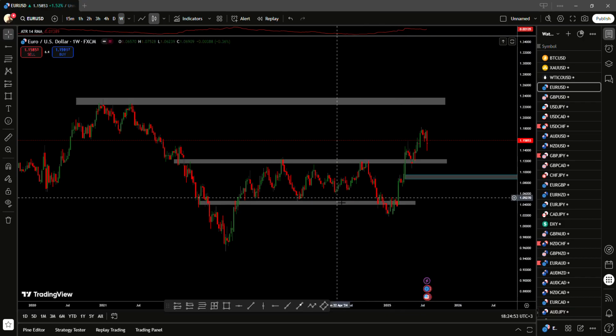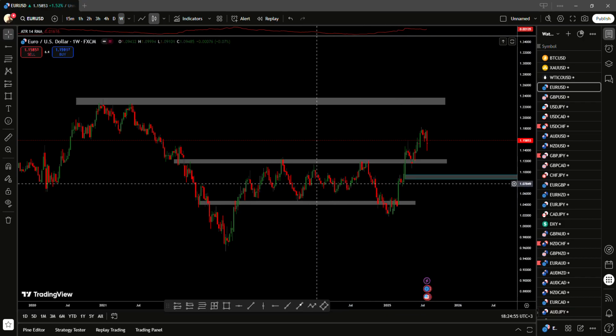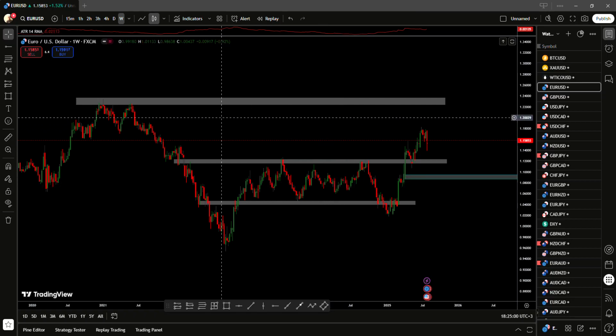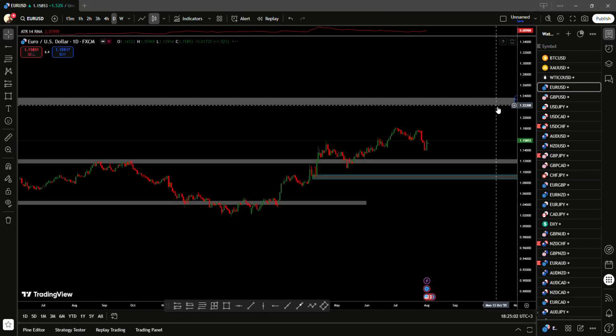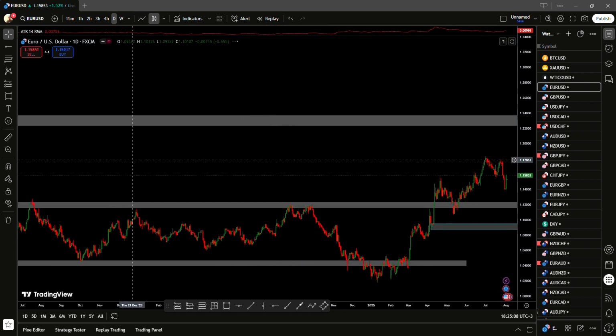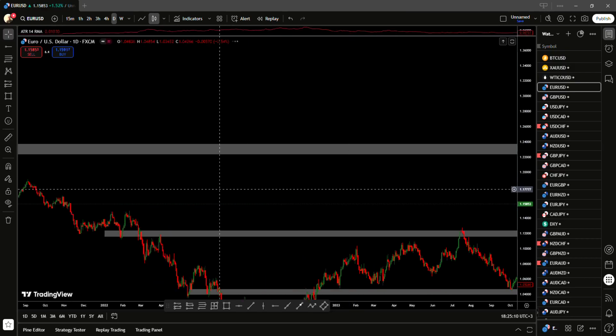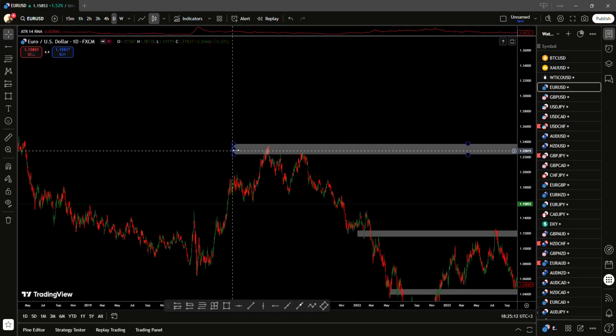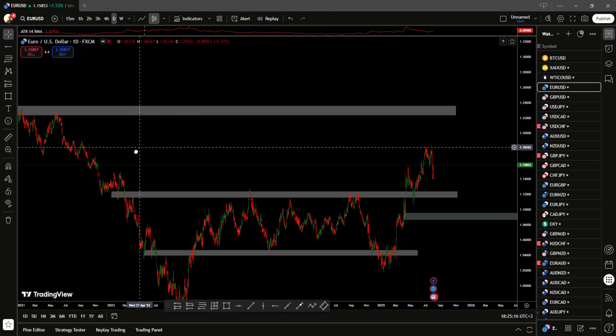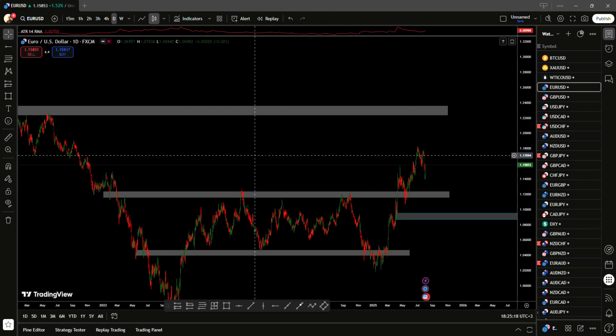Okay, so let's proceed. Now what do we do after drawing your support and resistance clear on the weekly time frame? Go to the daily to refine them even further. So when you come to the daily, this is what you see. Let's start from up here. So this is what you see. This is our resistance, daily resistance.